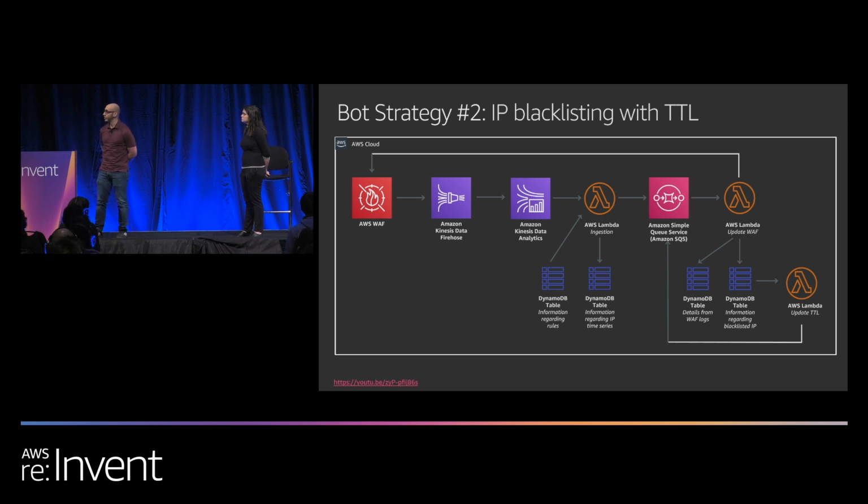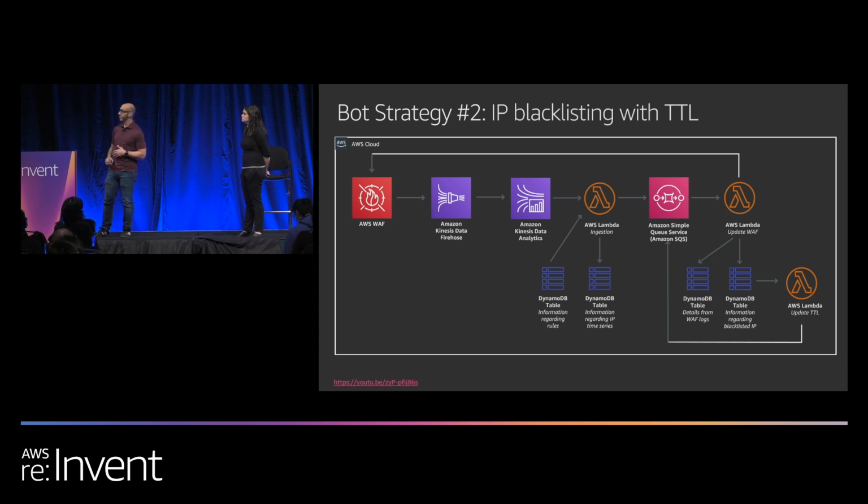It's going to queue up a message to block an IP with a set TTL, and then the AWS update WAF Lambda is going to be listening for those messages. When it sees, oh hey, this new IP needs to be blocked, I'm going to go ahead and update the WAF policy to block those.